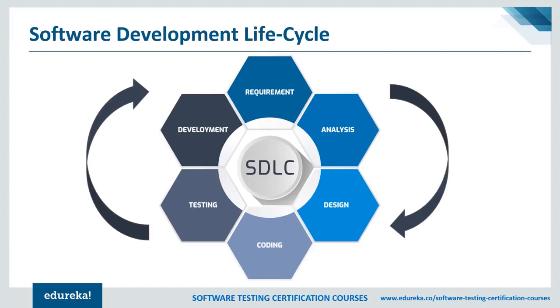The software requirement specification consists of all the product requirements to be designed and developed during the project lifecycle. The key people involved in this phase are the project manager, business analyst, and senior members of the team. The outcome of this phase will be the software requirement specification.